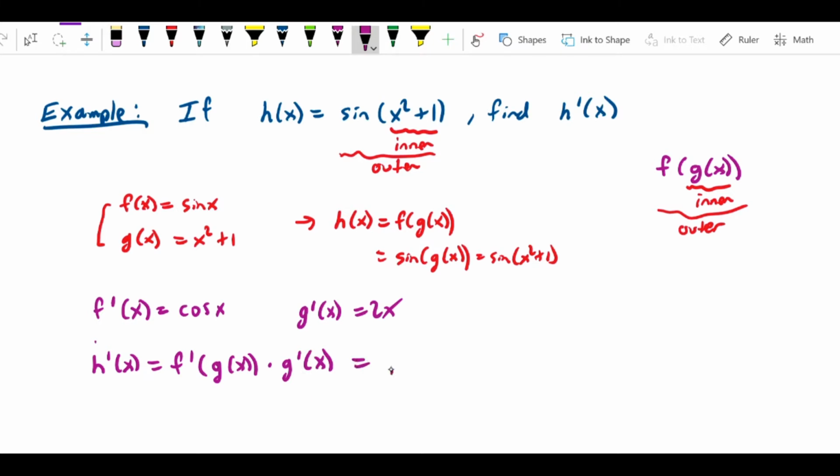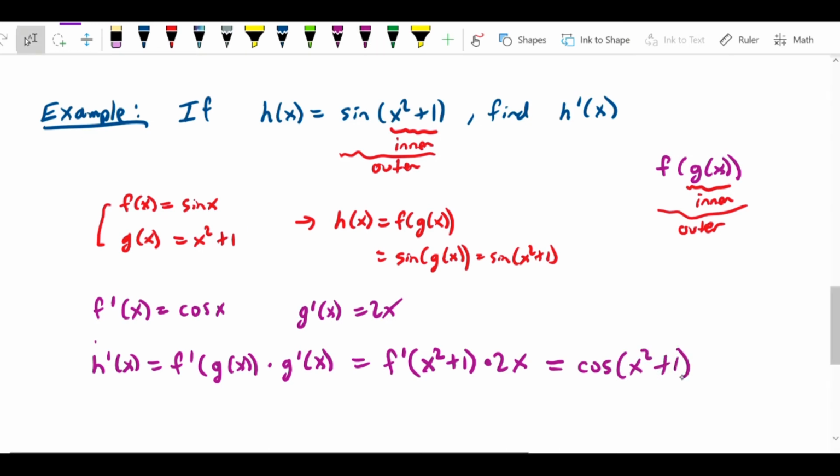Actually, let's do it from the inside. So let's say f prime of g of x, which is x squared plus 1, and then times g prime of x, which is 2x. So since f prime is cosine x, that's going to equal cosine of x squared plus 1 times 2x. So there we go. So that's the derivative of sine of x squared plus 1.